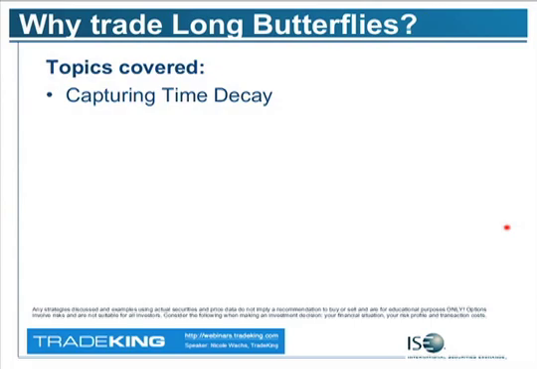All right then, so let's get to the reasons of why people trade butterflies. The main reason that people trade butterflies is to capture time decay. But what does that really mean? It means that you're placing a trade that's going to take advantage of the passage of time. Options, as you probably are well aware, lose value as each day passes. And so if you can construct a trade that takes advantage of this, that's called capturing time decay.